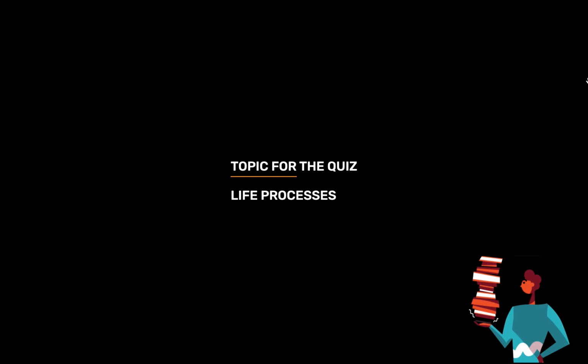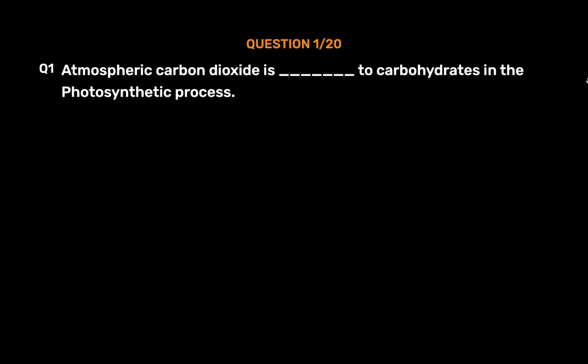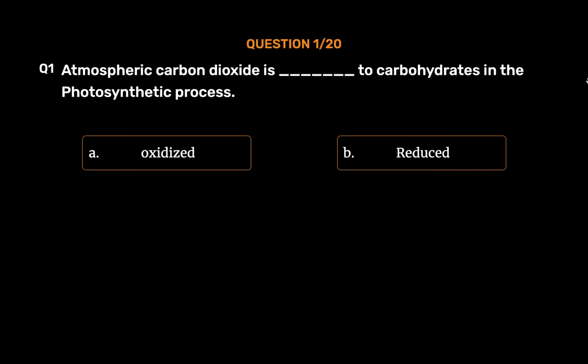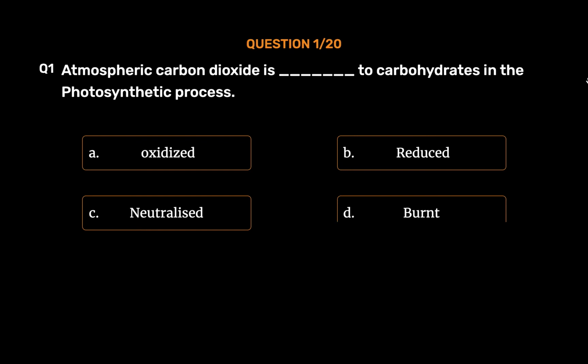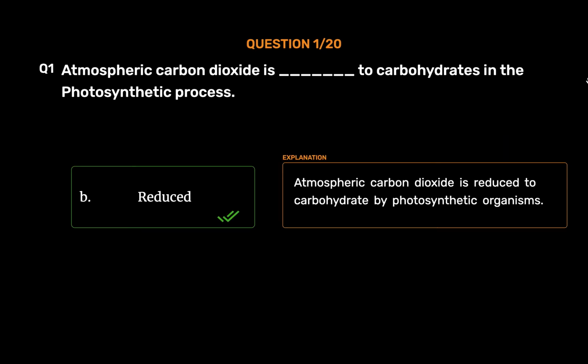Topic for today's quiz is Life Processes. Question number 1. Atmospheric carbon dioxide is ___ to carbohydrates in the photosynthetic process. Option A. Oxidized. Option B. Reduced. Option C. Neutralized. Option D. Burnt. The correct answer is Option B. Reduced. Atmospheric carbon dioxide is reduced to carbohydrate by photosynthetic organisms.